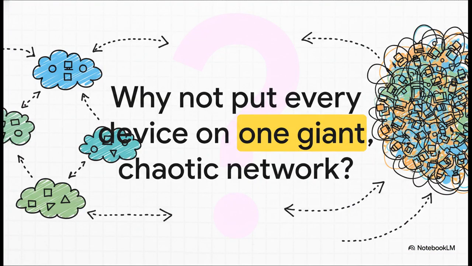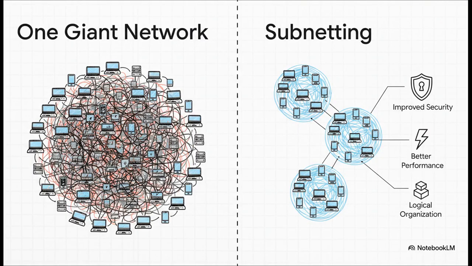Which brings up a pretty good question. Why even bother with all this? Why not just dump every single device onto one giant, chaotic network? Wouldn't that be easier? Well, the short answer is that would be a complete mess. A single giant network is slow, it's insecure, and it's a nightmare to manage. Subnetting is how we fix that. It cuts down on all the unnecessary chatter, it lets us wall off different parts of the network for security, and it just keeps things organized. It's the difference between a chaotic city and a city with well-planned neighborhoods.